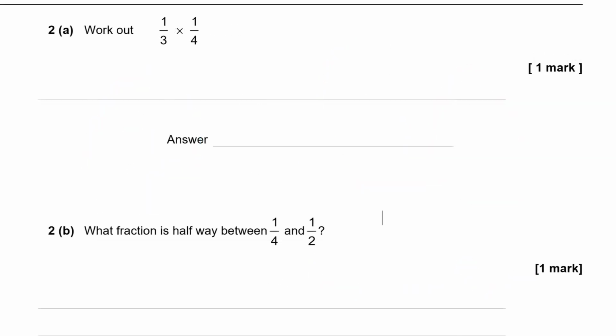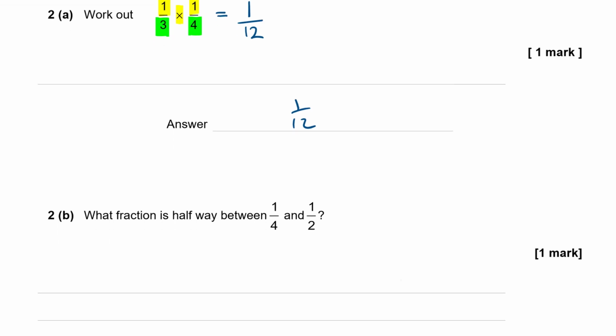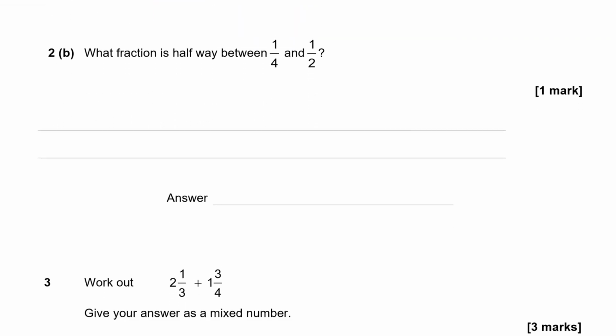Okay. Question 2, work out 1/3 times 1/4. So multiplying fractions, we multiply the numerators together. 1 times 1 is just 1, and then we multiply the denominators together. 3 times 4 is 12. So fraction multiplication is the easiest one, isn't it? 1/12. Okay, B, what is halfway between 1/4 and 1/2?